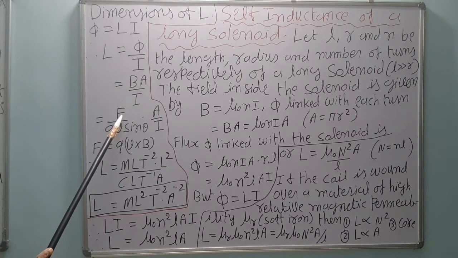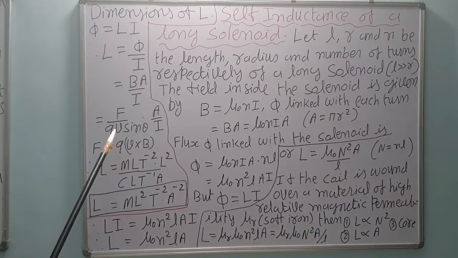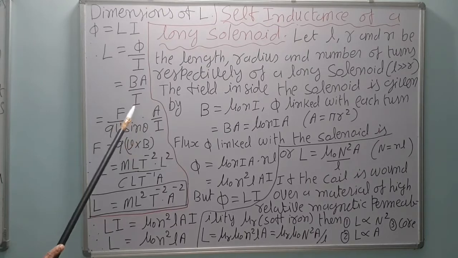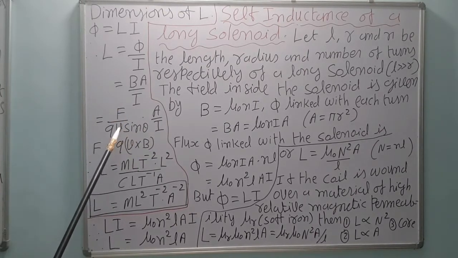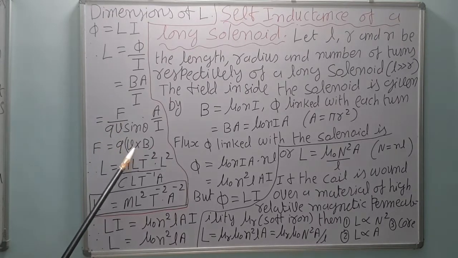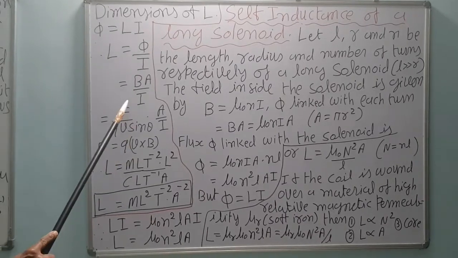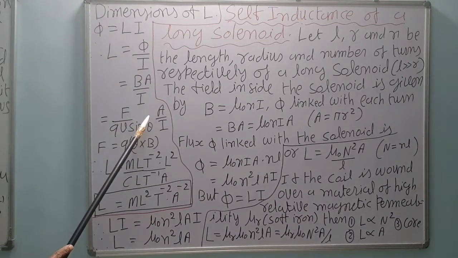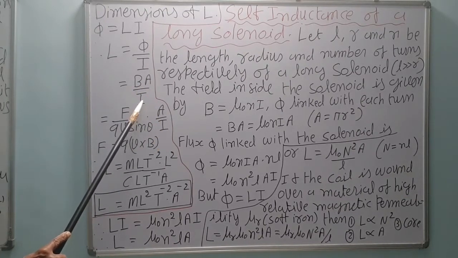We know the magnetic force is given by the Lorentz force, QV cross B, that is QVB sin theta. If the angle is 90, then F upon QV. So B is equal to F upon QV, or F upon QV sin theta. So L is equal to B into A by I, correct? A is the area and I is the current.